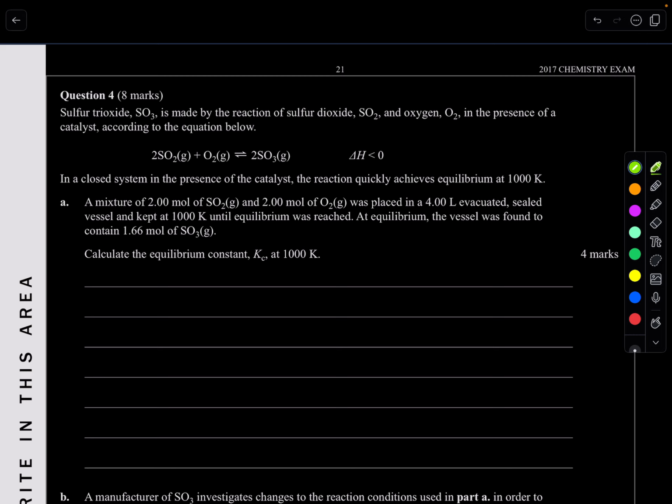A mixture of 2 moles of SO2 and 2 moles of oxygen gas are placed in a 4-liter evacuated sealed vessel and kept at 1000 Kelvin until equilibrium was reached. At equilibrium, the vessel was found to contain 1.66 mole of SO3. Calculate the equilibrium constant at 1000 Kelvin. Beautiful, easy question. You should straight away realize we're going to have to use our ICE table here.